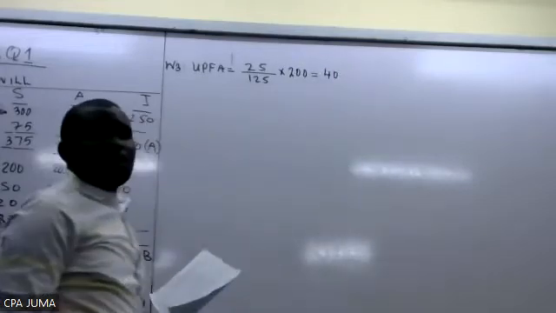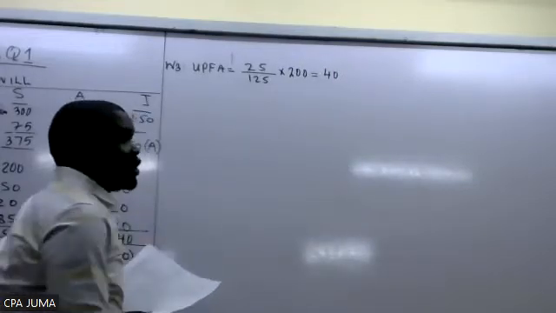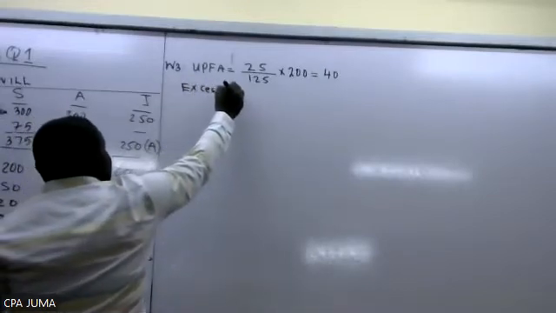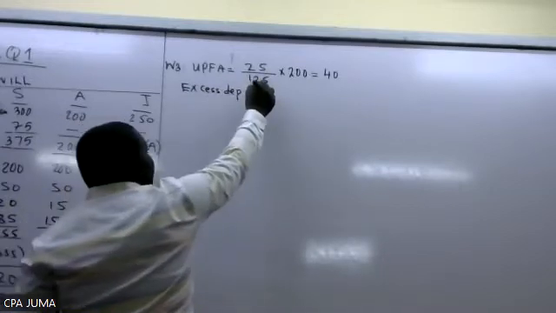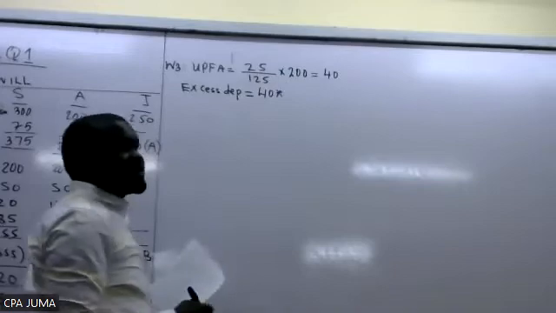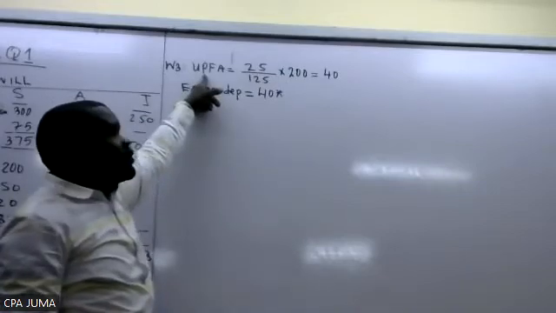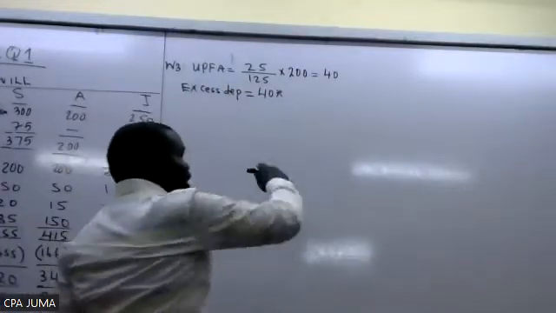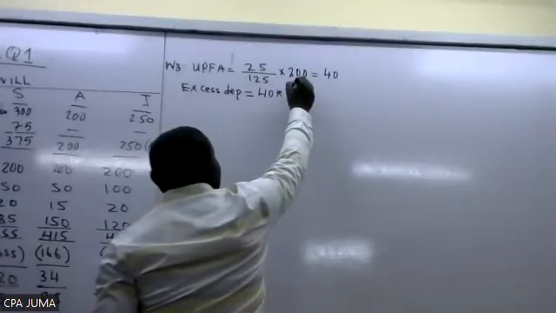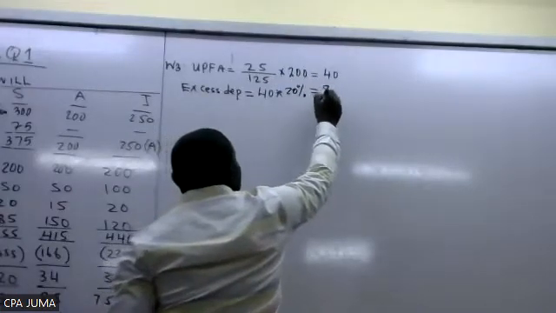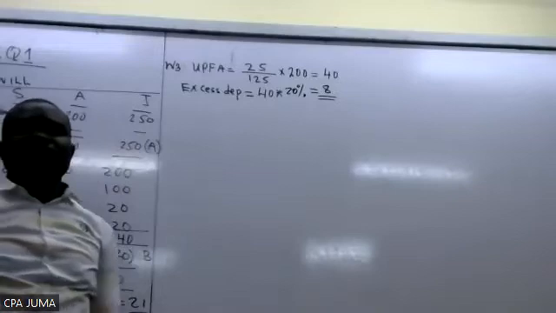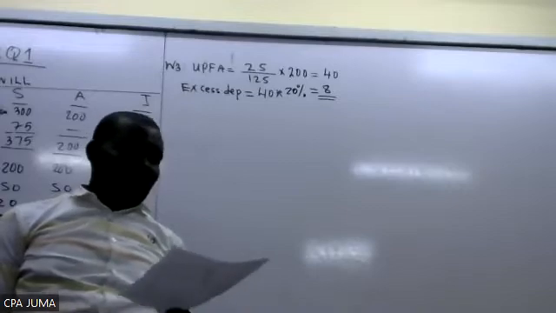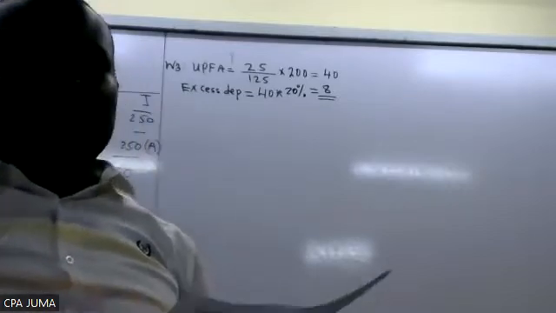Then these people were charging excess depreciation every year. The excess depreciation comes from the UPFA, the unrealized profit, which is 40. So to get the excess amount, you take the UPFA times the depreciation rate, which is 20%. Therefore, there is an excess amount of 8. So every year they are charging excess by 8.